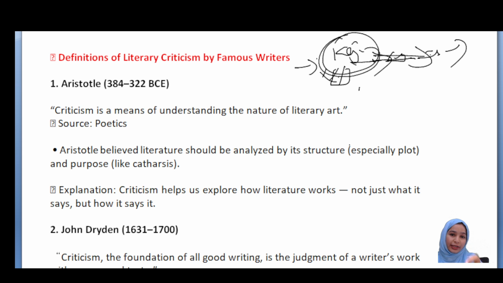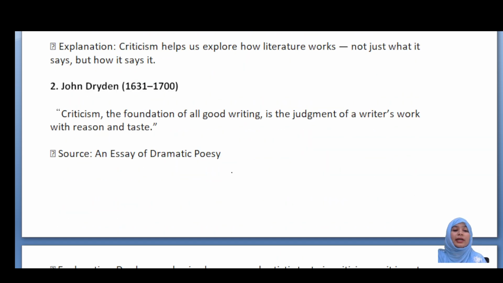So if a work is written, it should affect the readers. That is criticism according to Aristotle. Sorry for that. Okay, then what about John Dryden? Criticism is the foundation of all good writing. Yes, but it is the judgment of a writer's work with reason and taste. Yes, criticism is a foundation of all good writing.